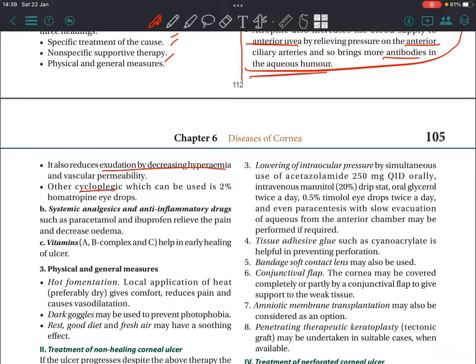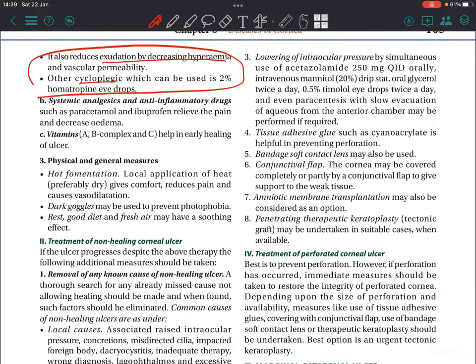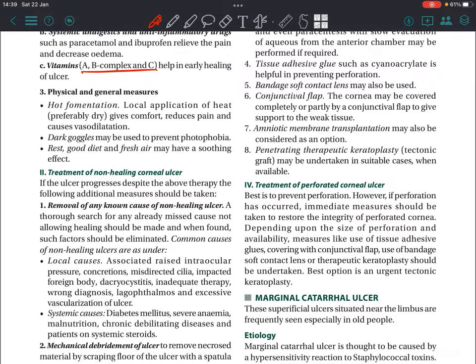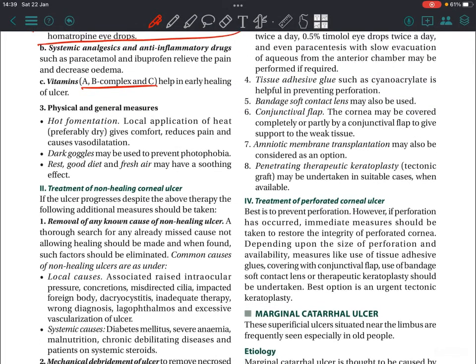Other cycloplegics which can be used: homatropine ointment. Systemic analgesics, vitamins, and B complex help in early healing. Physical and general measures: hot fomentation, dark goggles, rest, good diet, fresh air, etc.